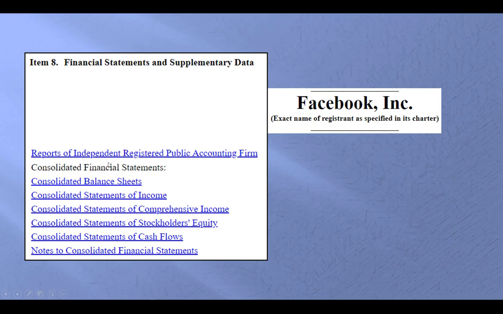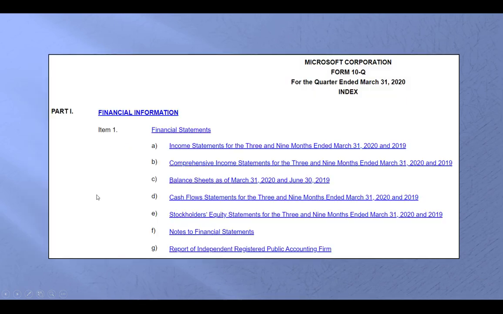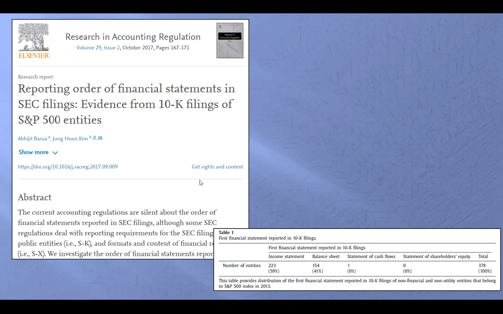Let's look at Facebook. Audit report, balance sheet, income statement. Microsoft, audit report at the end, income statement first, balance sheet after that. So it almost seems as if anything goes.